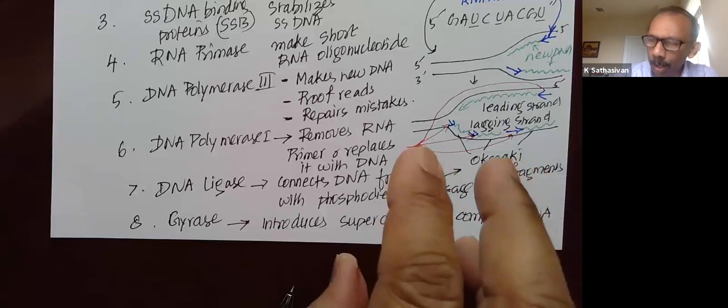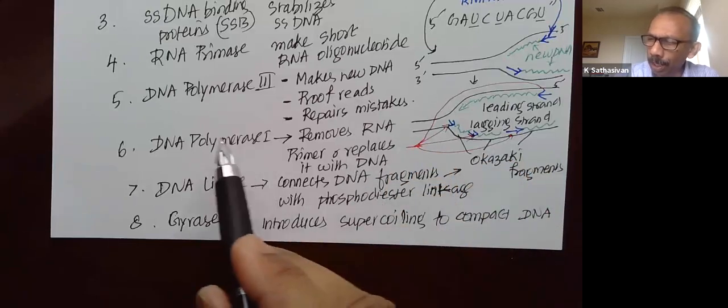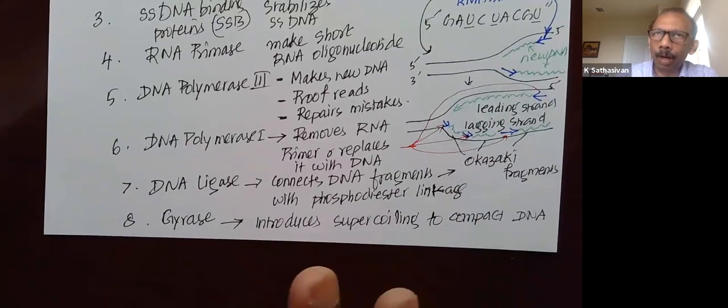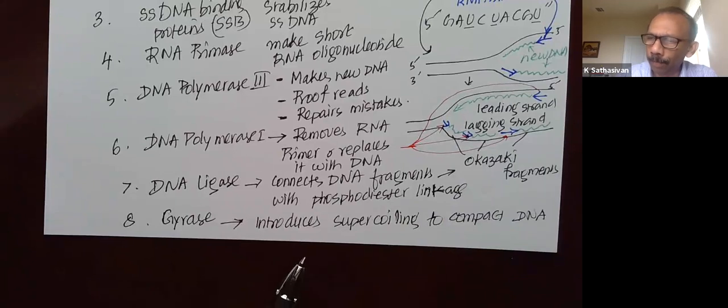I'm going to zoom in on exactly what happens when the DNA polymerase 3 is creating this new strand, like we saw in protein synthesis and carbohydrate synthesis and so on. Any question up to this point?